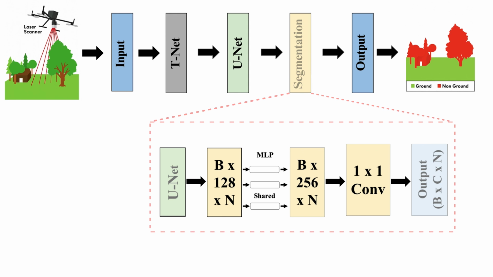Next, we have the segmentation module. It's a feed-forward architecture with multi-layer perceptrons and convolutional blocks. It will assign a label to each point in the point cloud, either as ground or non-ground. Here we have utilized a supervised learning paradigm to evaluate the performance of our model.